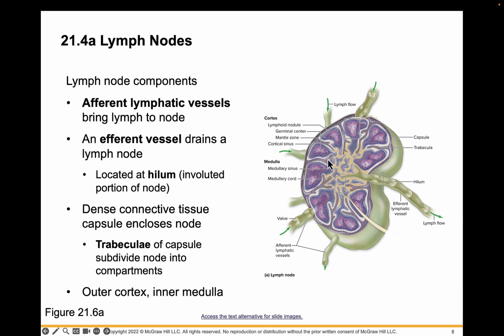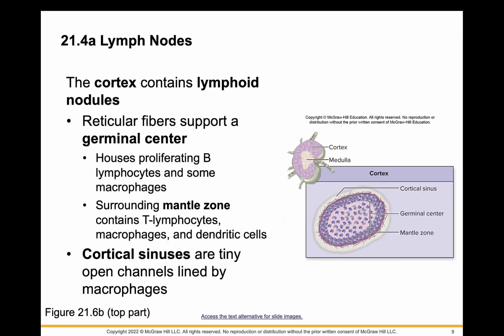And so once again, we can see that the lymph node is subdivided into compartments, and that is accomplished through those trabeculae. We've talked about that previously when we talked about the thymus. Now the cortex, this is the outer area, and we're going to find reticular fibers, and they're going to support what we refer to as a germinal center. In this center, you're going to find proliferating B lymphocytes and some macrophages. They're going to be surrounding what we call a mantle zone that contains T lymphocytes, macrophages, and dendritic cells. Within the cortical sinus, there are tiny open channels that are lined by macrophages.